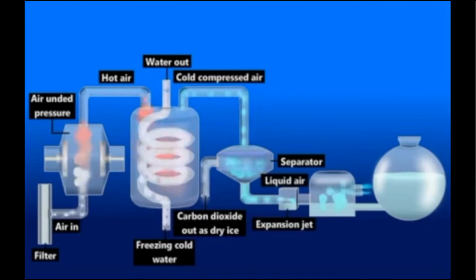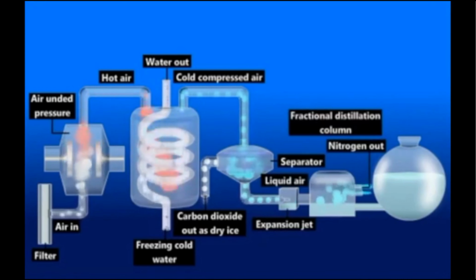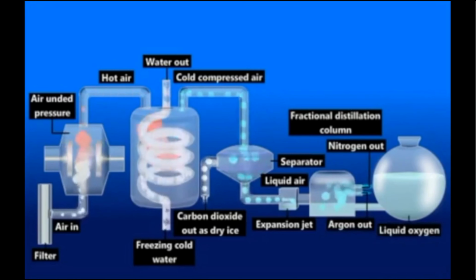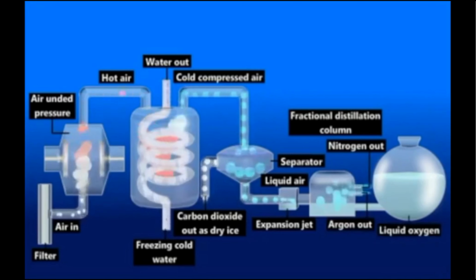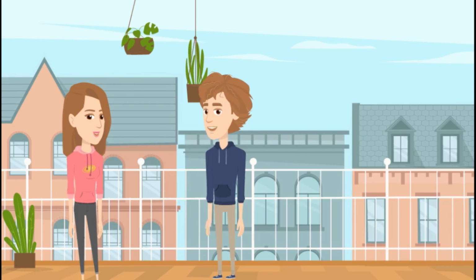Nitrogen evaporates first, followed by argon because of their very low boiling points. Nitrogen and argon are removed as gases. As the temperature increases to minus 183 degrees Celsius, oxygen starts evaporating. This is condensed and collected in storage tanks as liquid oxygen. Now do you understand how gases are separated? Yes, I do. Thank you for helping me.